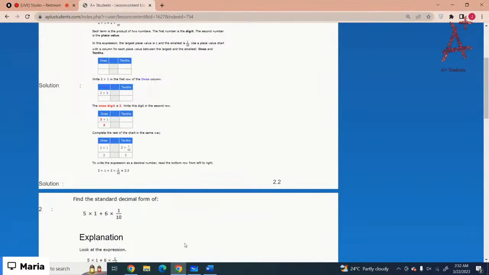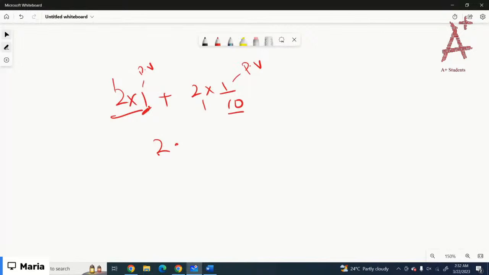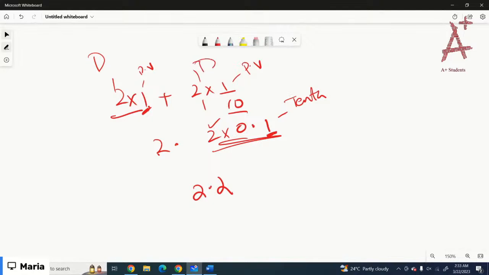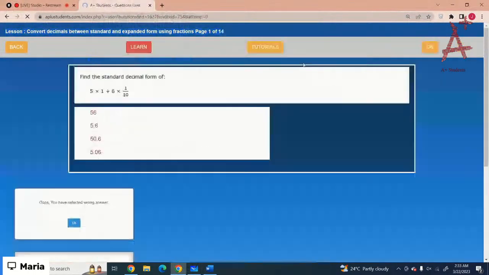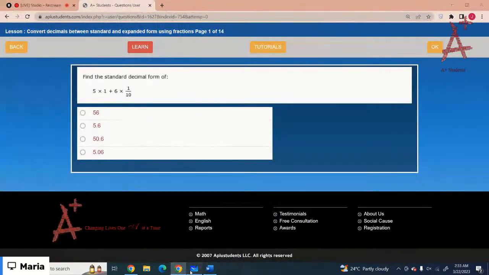So 1 over 10 equals 0.1. Got it? 0.1 means that it is at the tenths position. Got it? You already learned this one. 2 times 0.1 means at the tenths position you have to place 2. So it would be 2.2. Got it? The first one is always the digit. The second one is the place value. Got it? Let's just start with the practice questions. You can have a look at the tutorial one by yourself. They are already solved.